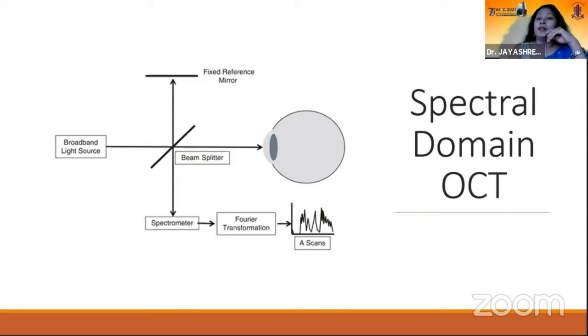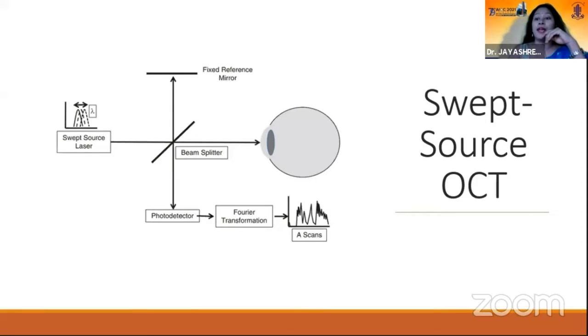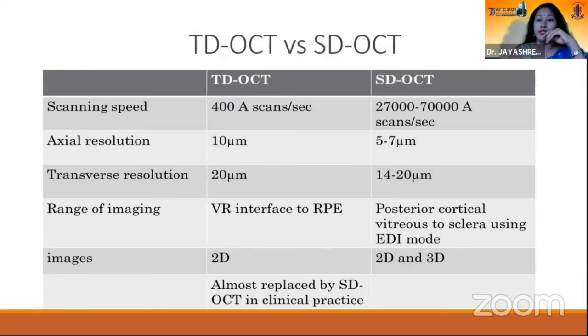Now, another is the swept source OCT, which used the advantages of both the time domain and the spectral domain OCT. It did not use the spectrometer, nor did it have a moving reference mirror. It had a fixed reference mirror, and the scanning speed of this was 1 lakh A scans per second. However, the resolution is the same as the spectral domain OCT. And it also helped in extended depth of imaging up to the level of the lamina cribrosa and the choroidal vasculature as well.